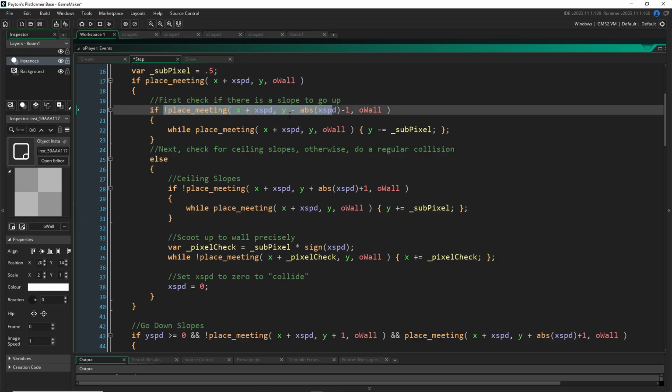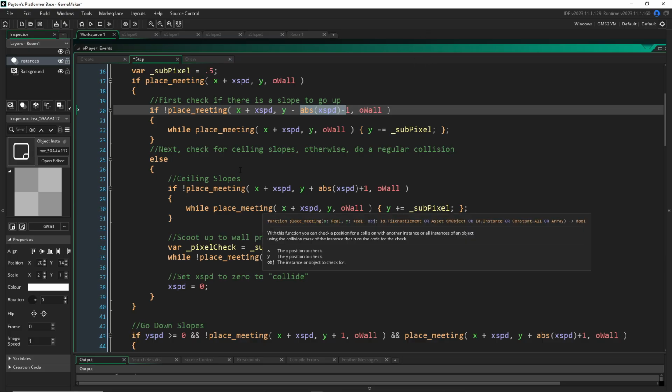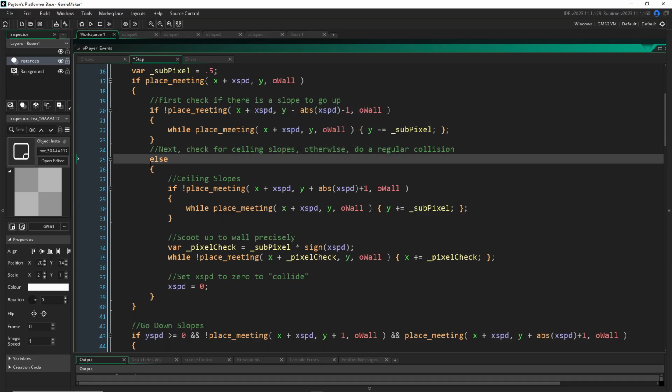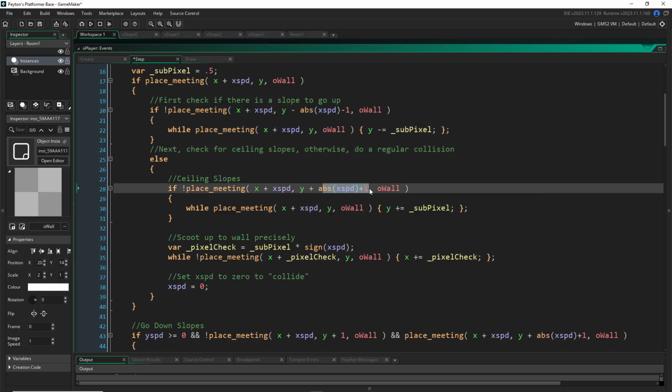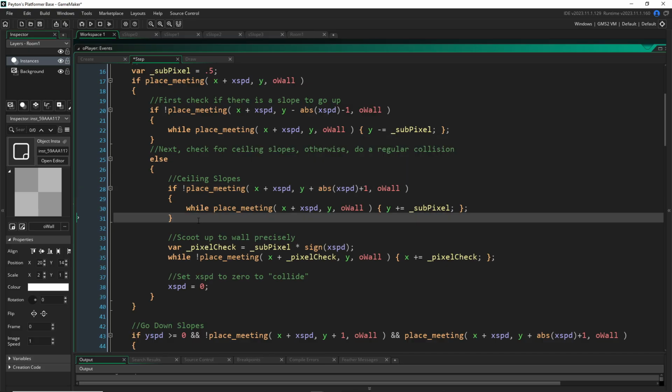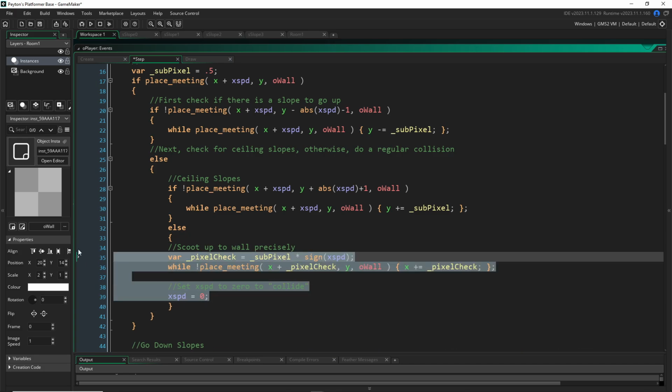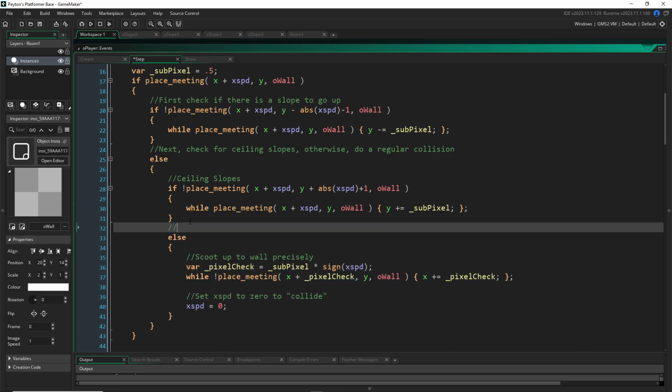We've checked upwards by our X speed to see if we could move up. Ergo, there is a slope going upwards this way, or this way if we're going the opposite direction. And if that's not the case, then we move our Y coordinate down by our X speed to see if there is a slope that can push us downward. And if there is, we push us downwards. And then finally, if that isn't true, then we do the normal collision. So that's ceiling slopes, and that's finally the normal X collision.